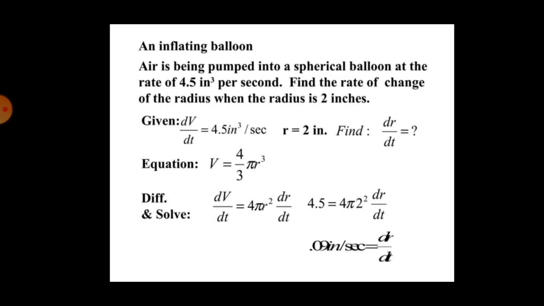So, here's the final output. dV over dt is equal to 4 pi r squared dr over dt. 4.5 is equal to 4 pi times 2 squared dr over dt. So, it will now be 0.09 inches per second.